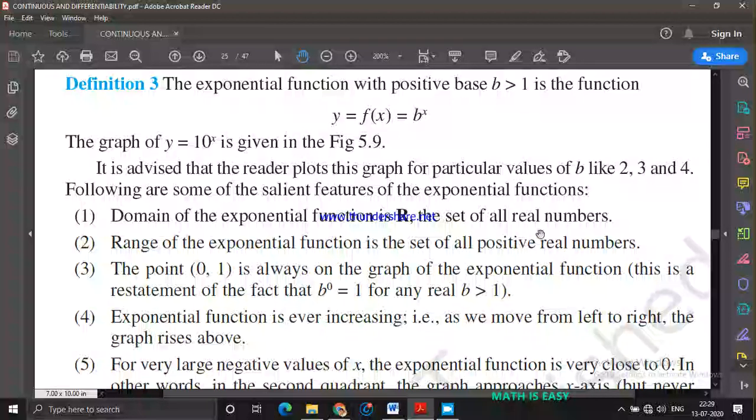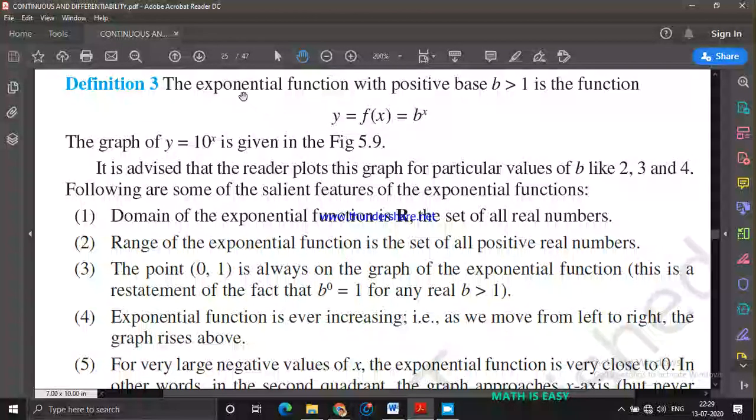You may ask, sir, if I take x value negative, for example b power minus 2, b power minus 2 is 1 by b square. 1 by b square is a positive value. That means y value is going to be positive even if x is negative.